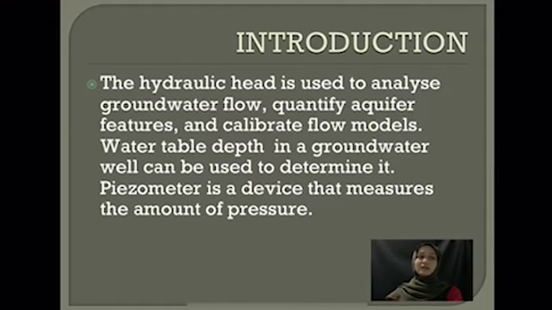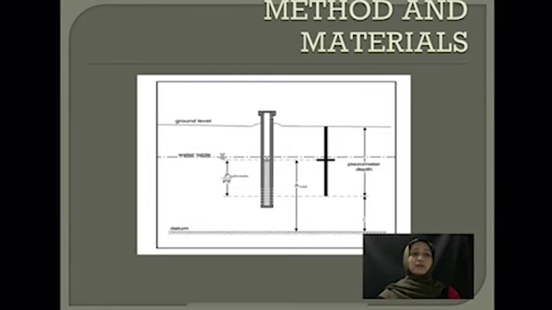Next is the method and the material. The components used to measure the hydrostatic gradient. First, the screen. Next, the water level piezometer tube. And at the right of the screen, you can see the depth in the heavy line, and on the left is the water level in the heavy crossbar.